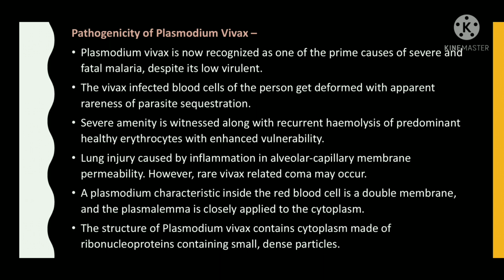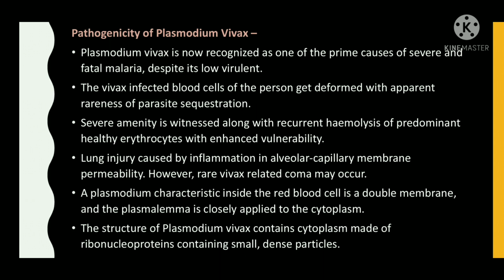Pathogenicity of Plasmodium vivax. Plasmodium vivax is now recognized as one of the prime causes of severe and fatal malaria despite its low virulence. The vivax infected blood cells of the person get deformed with apparent rareness of parasite sequestration. Severe anemia is witnessed along with the recurrent hemolysis of predominantly healthy erythrocytes. Lung injury is caused by inflammation and increased alveolar capillary membrane permeability. However, rarely vivax related coma may occur.